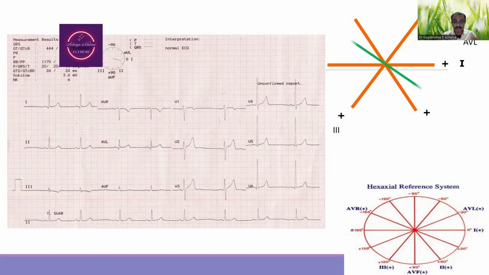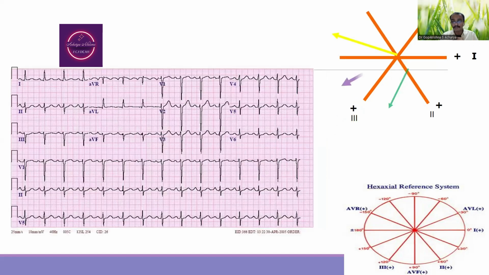So in this particular example, the positive deflection is in lead 2. Hence, the electrical axis of this particular example will be plus 30. Why? Because the positioning of lead 3 is plus 120. When you subtract the value 90, it becomes plus 30.